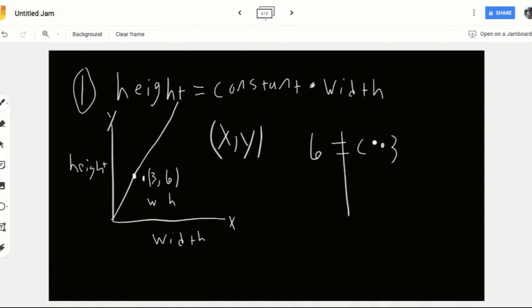So I've plugged in for my height and my width. Now I'm solving for c. I divide by 3, and I'm going to get my constant is equal to 2. So they give you the formula. They give you a bunch of different options. You can choose. I chose 3, 6, but you could choose any of those ordered pairs. You'll get the exact same answer. And then identify what is your x value. My x value is width. My y value is height. And I move on from there.